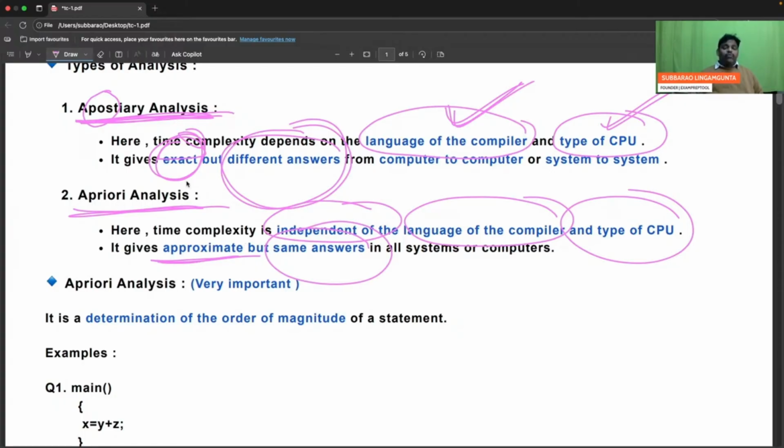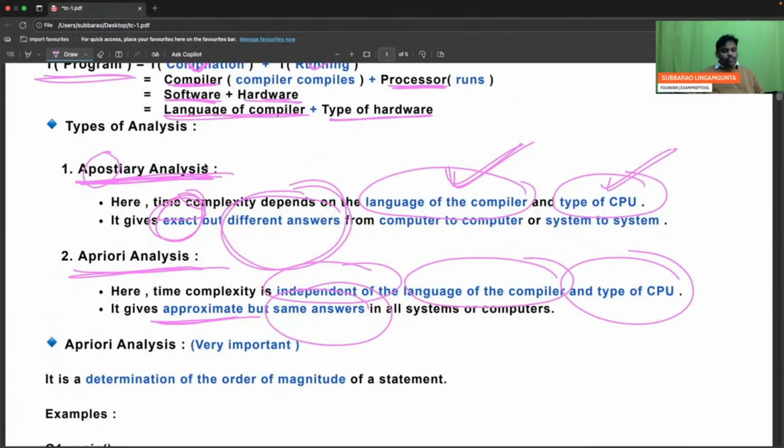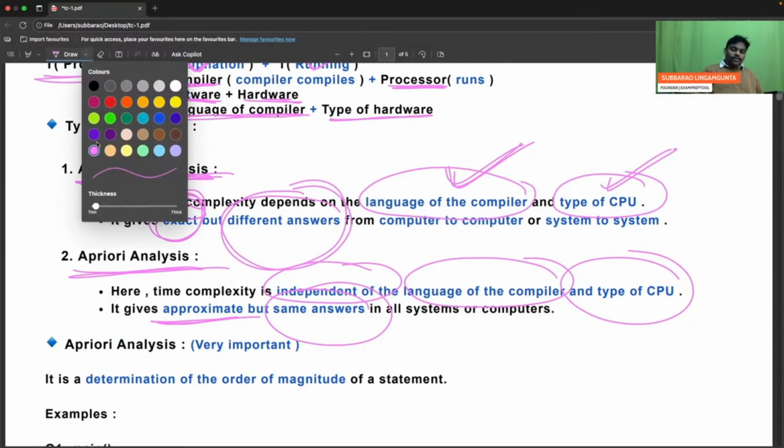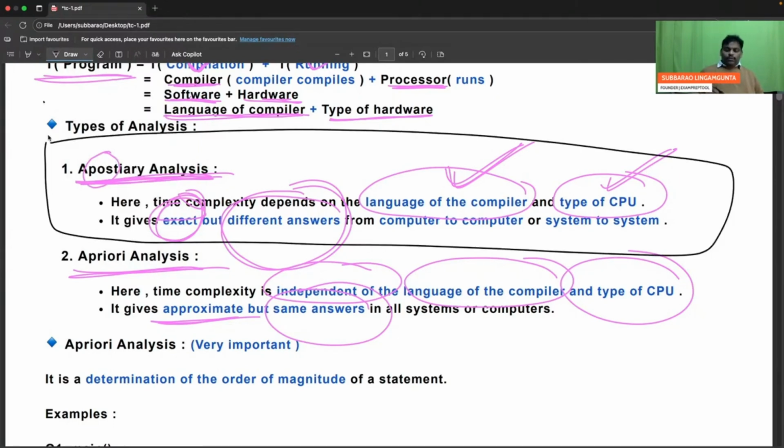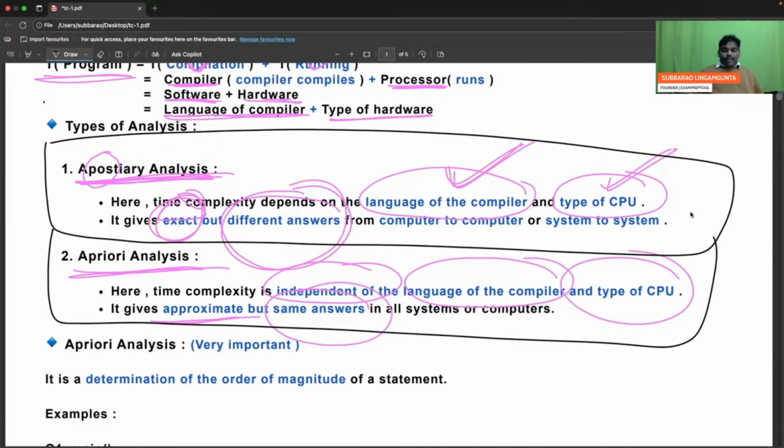So analysis will be of two types: post-theory analysis and priori analysis. If you take actual things into consideration, that is called post-theory analysis. This is actual. If you don't take actual things into consideration, that is called priori analysis. In the priori analysis, it is independent of language of compiler and type of CPU. The advantage is the same answer in every system, the same time complexity of this program everywhere. Next one, what is the drawback? It will give an approximate answer.